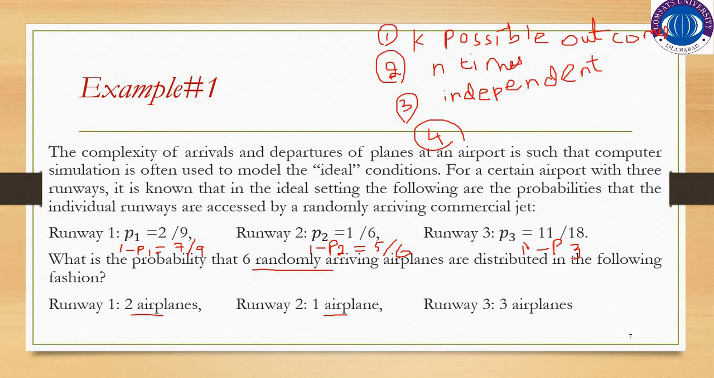So you can find the probability of the airplane not arriving like this, and the probability of success is constant, or you can say it remains constant from trial to trial. That is, if any of the 6 airplanes is coming to runway 1, the probability of its arrival will be 2 by 9 for any of these 6 randomly selected airplanes. If they are coming at runway 2, the probability is 1 by 6. And if they are coming at runway 3, the probability is 11 by 18. So each airplane has the same probability according to the runways.